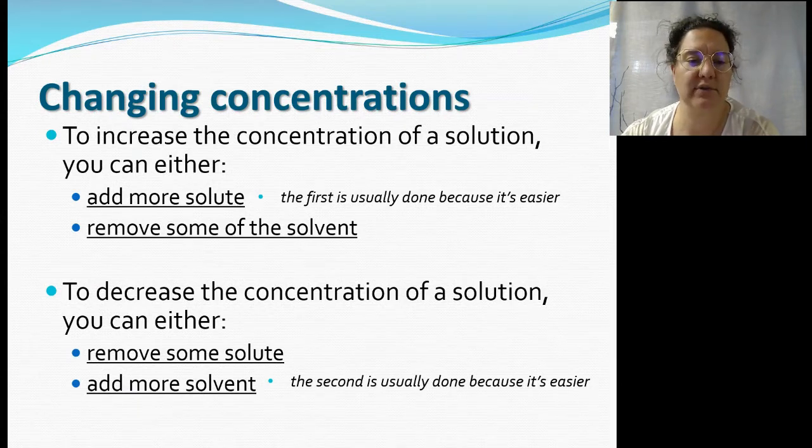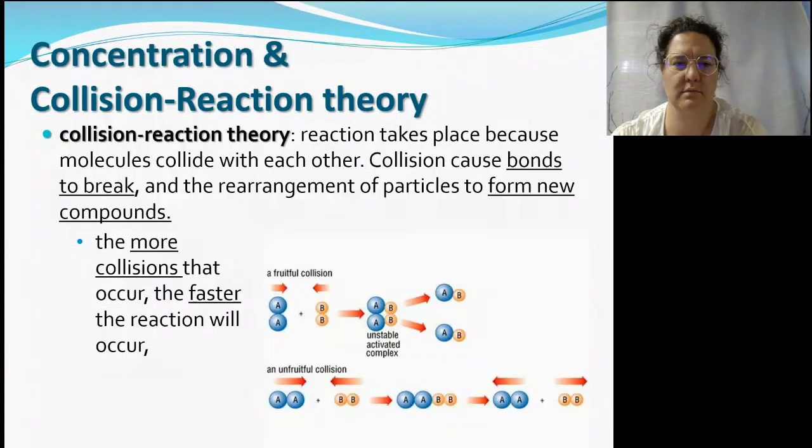To decrease the concentration of a solution, you can either remove some solute or add more solvent. Now, this is usually done, so let's imagine we made our iced tea and we made it way too strong. So our solution is going to be to add more water to bring it to a more dilute concentration.